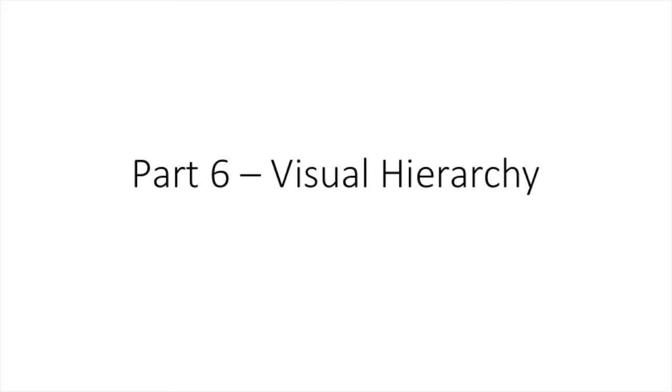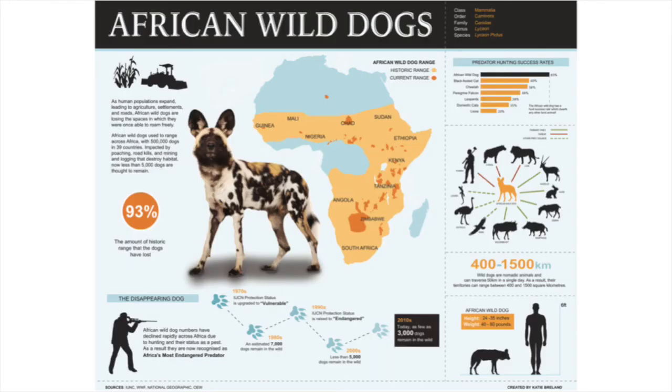Part 6. Visual hierarchy. Visual hierarchy refers to variation in visual prominence of elements in a display. To create visual hierarchy in my design, I use size, contrast, white space, and alignment to guide the viewer's eye. The first thing the viewer's eye is drawn to is a realistic image of the African wild dog because it is large, detailed, centered, and a dark color which contrasts against the light blue background. The reader's eye is then drawn to the title box, where they then read African Wild Dogs as the title.